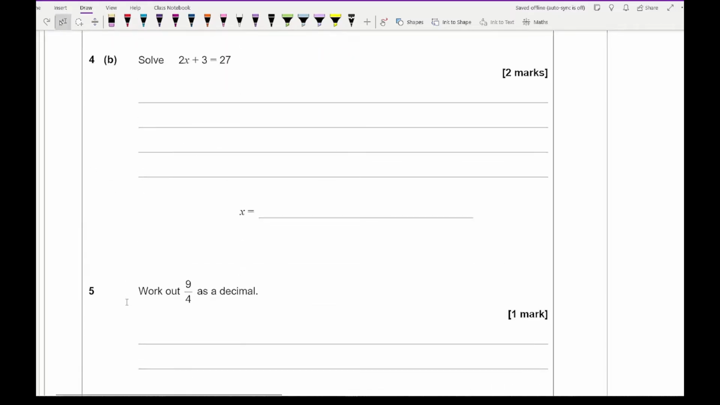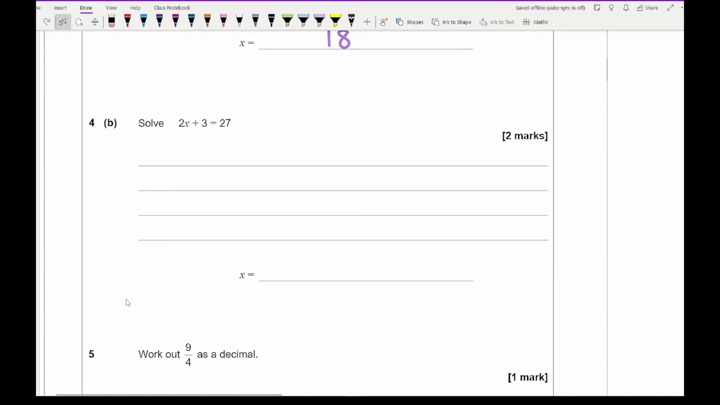Then for 4b we do the same sort of philosophy. We want to try and get x by itself, so we need to get rid of the positive 3 first, so we do that by doing the opposite. So 27 take away 3 is 24. And then we need to get rid of the 2, and what's the 2 doing? It's multiplying, so we divide by 2, which gives us 24 divided by 2, so x equals 12.